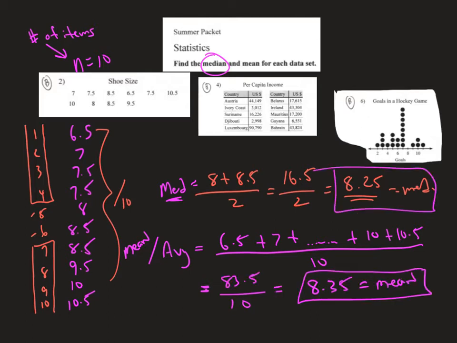When I add up all of these values at the top, I get 83.5. 83.5 divided by 10 is going to give me 8.35, which is my mean. So the median is 8.25, and the mean is 8.35.